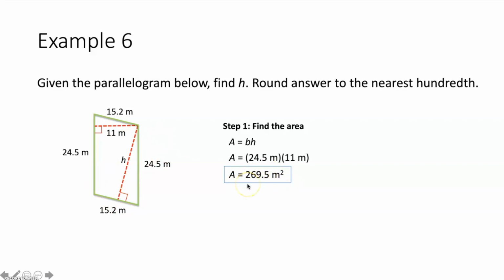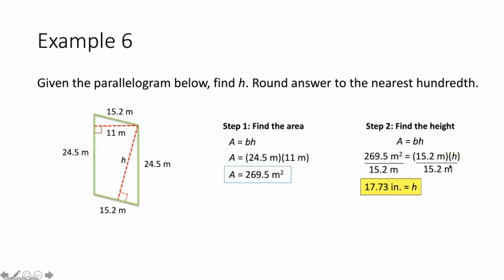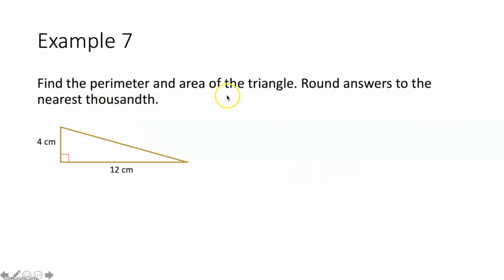Now what I can do is set up another area formula where I have area is equal to base times height, this time using this base and this height and plugging in the area that I just found, because the area should be the same either way. Now all I have to do is solve for h by dividing both sides by 15.2 meters, and I get that our height is approximately equal to 17.73 inches. Now, example 7 says find the perimeter and area of the triangle.